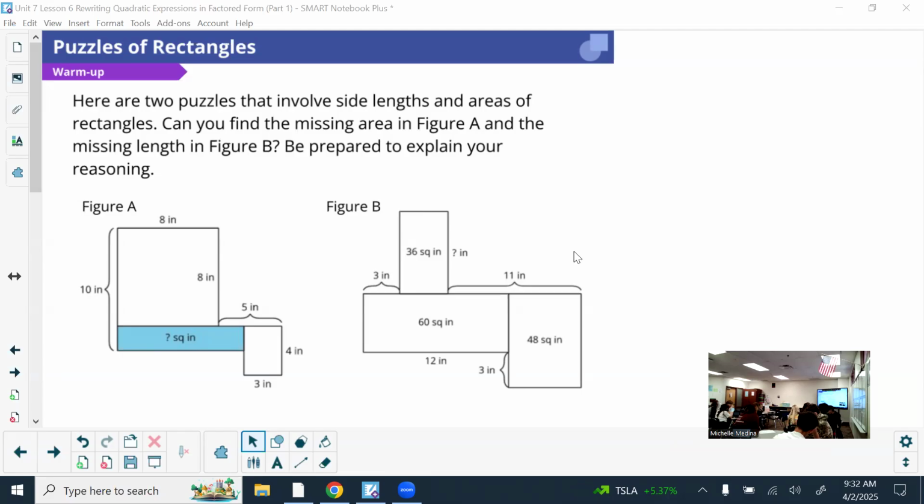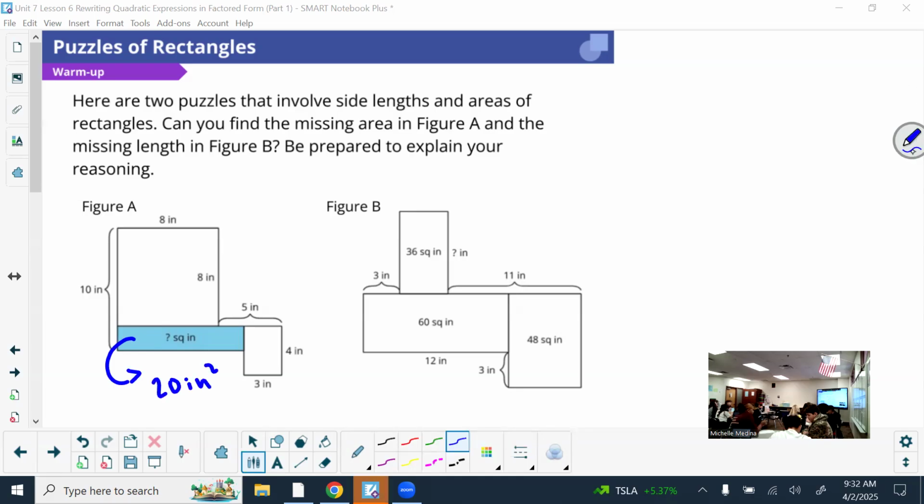Table 5, what would be the missing area in figure A? Did you say 1? Oh, 20. So 20 inches squared, and how did you get that? Okay. How did you know that this longer side was 10? Okay, so just kind of eyeballing it.